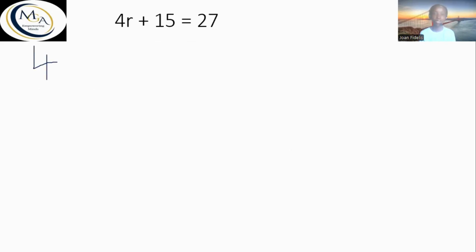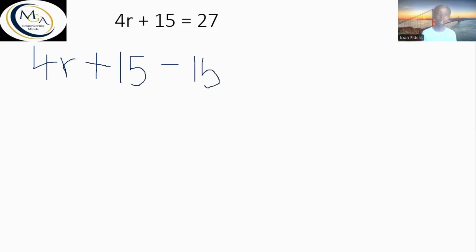First thing we need to do is to look at the number standing with our unknown. We have 4r plus 15 is equal to 27. So it's the opposite of that number on the same side with our unknown. In this case, it's plus 15. So the inverse or the opposite of plus 15 is minus 15. So we subtract 15 from both sides of the equation.